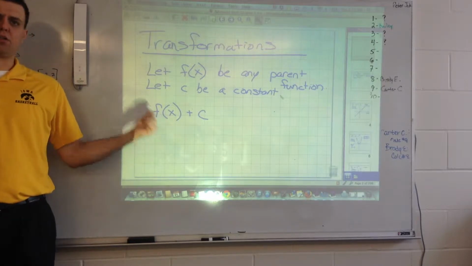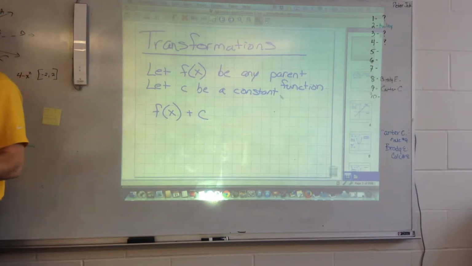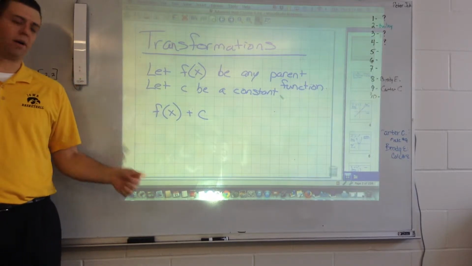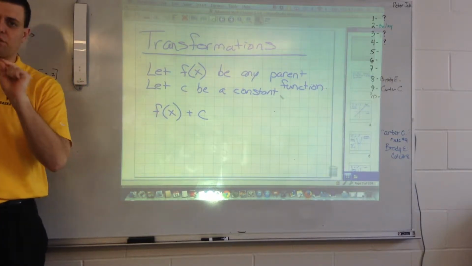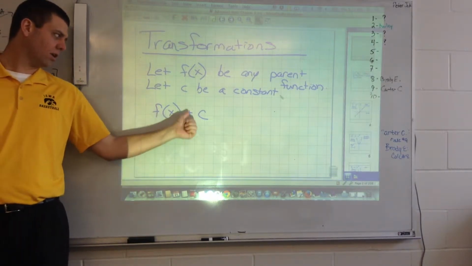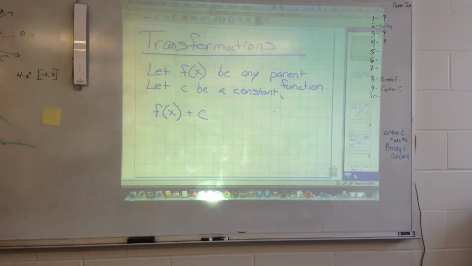What would happen to the graph of the parent function, whatever parent function we're talking about, if instead of graphing the parent function f of x, I decided to graph f of x plus some constant? What's it going to do? Shift it up or down?